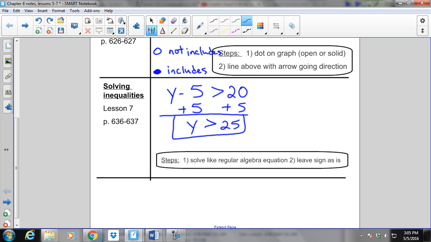If this was a greater than or equal to, it would be the exact same way. Doesn't matter. So those are solved just like regular algebra equations, and you just leave the sign facing whatever direction it is. If you need more information, page 636 and Lesson 7, that's where you will find it.